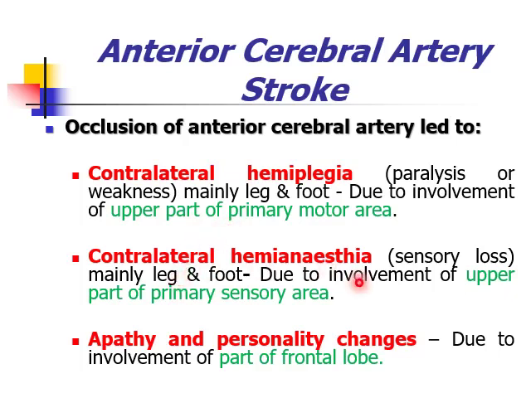Contralateral hemianesthesia means that this patient would suffer sensory loss, mainly also in the leg and foot area, due to involvement of the upper part of the primary sensory area. We said that this anterior cerebral artery is responsible for the leg area in the precentral and postcentral gyri, so it's responsible for the motor and the sensory parts representing the leg and foot.